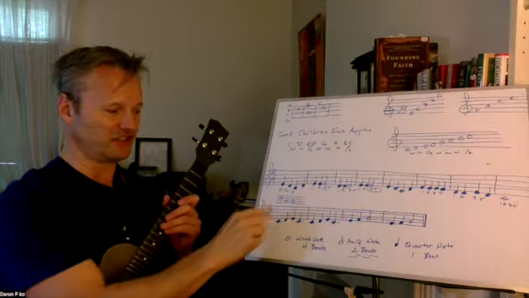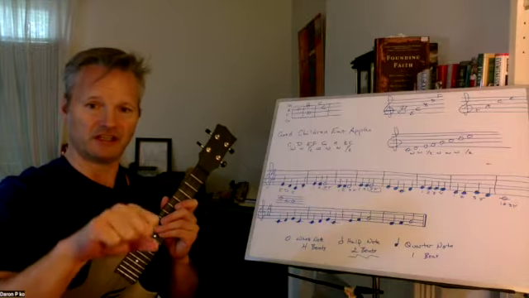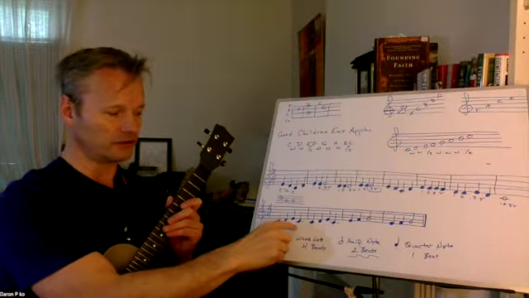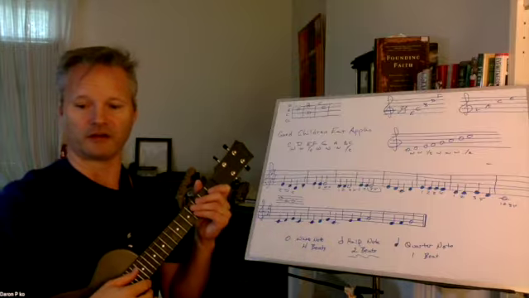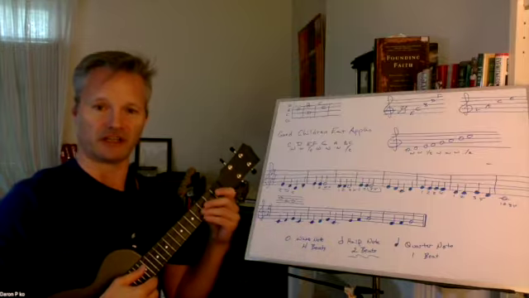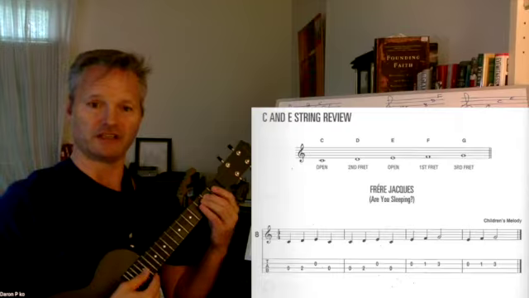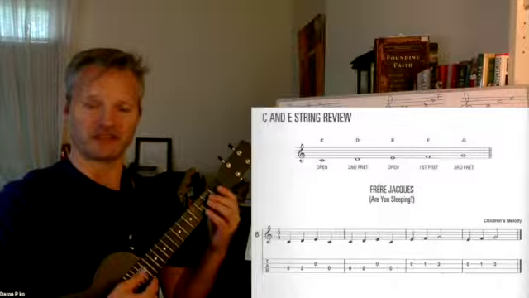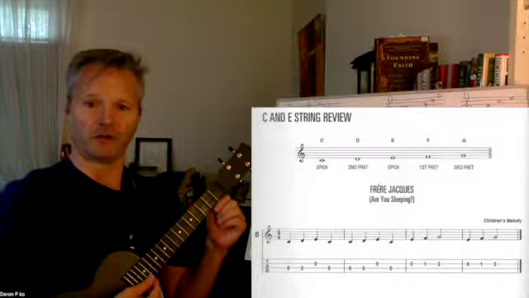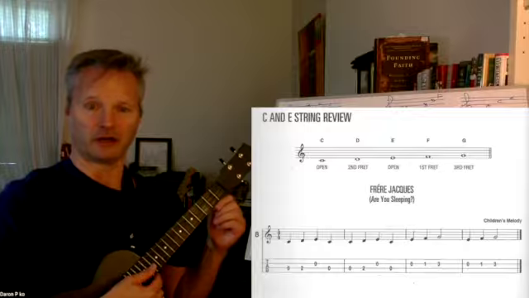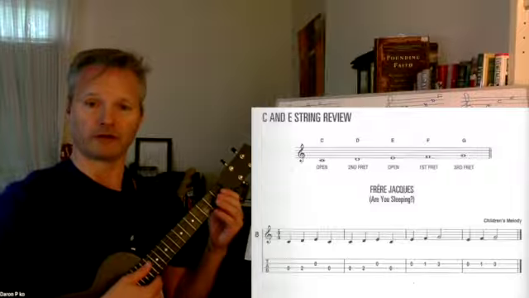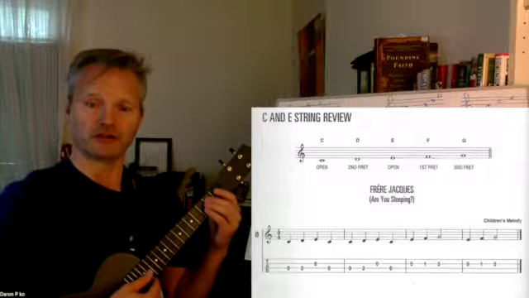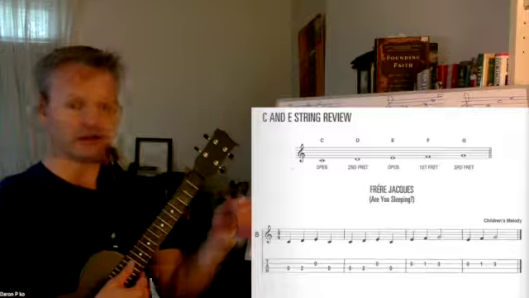They went E, D, C. This goes up, C, D, E, and it drops to the ledger line again, back down in Frere Jacques down to the C. So C, D, E, C, the open C again. So open C, second fret D, open E, back to C. Are you sleeping? Or Frere Jacques. Are you sleeping? Same bar.